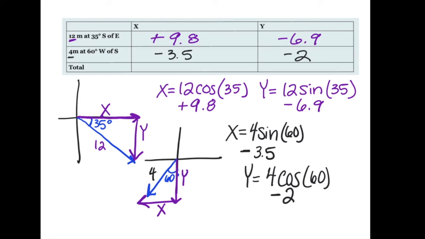So now my next step is going to be to add up my totals. So when I add up the negative 9.8 and the positive 9.8 and the negative 3.5, that's going to give me 6.3, and that's positive 6.3. And then for the X column, I have negative 6.9 and negative 2, so that's going to add up to equal negative 8.9.